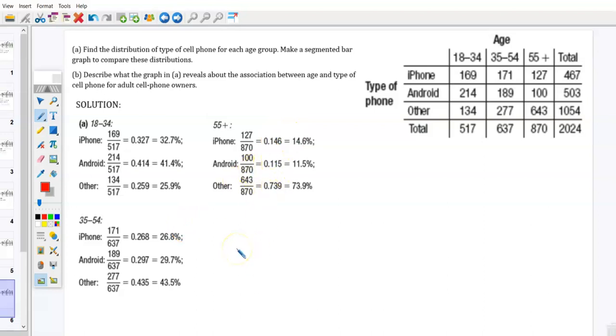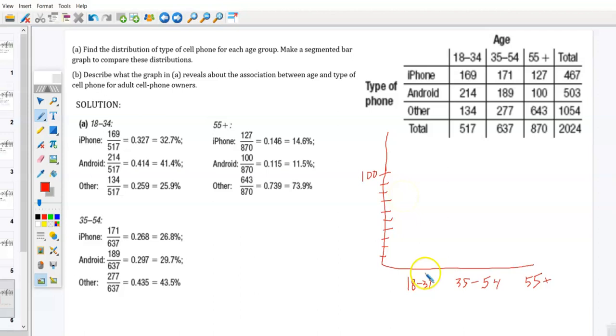So let's try to make a segmented bar chart. Let's figure out how to do that. So you start with the bars here. We need 3 age groups: 18 through 34, 35 through 54, sorry, I'm in that age group barely, and then 55 plus. Okay, let's put 10, 20, so that's 100, and each tick mark is 10.